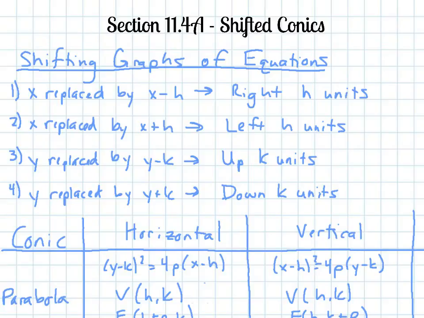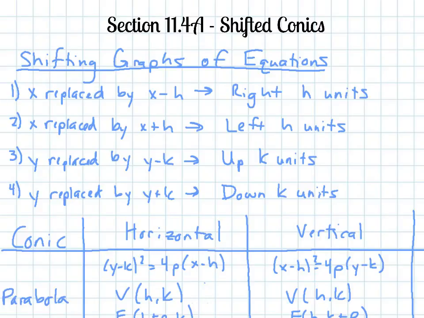Today's lesson, section 11.4a, we're talking about shifted conics. Now instead of having your origin as the center or vertex, you will have a center or vertex of h comma k, so it shall be moving. If it's x minus h in your equation, that means you're moving it to the right, h units.